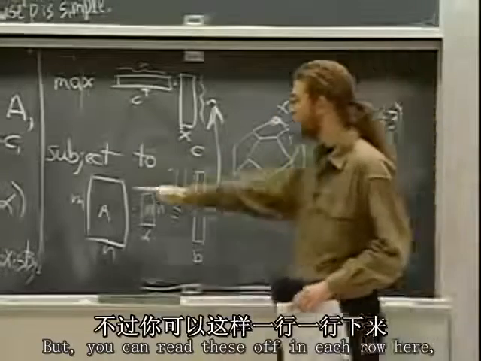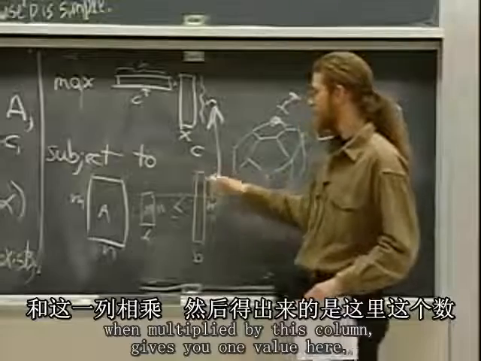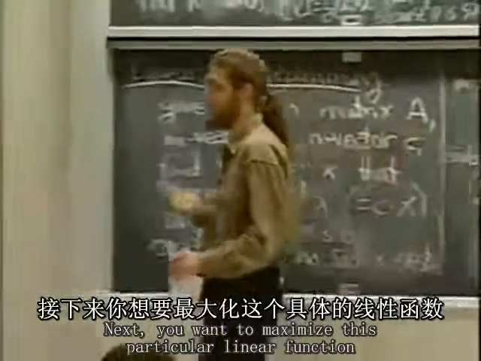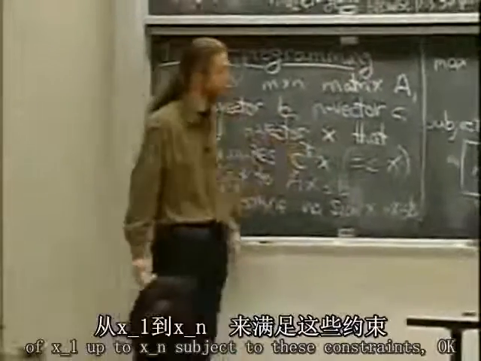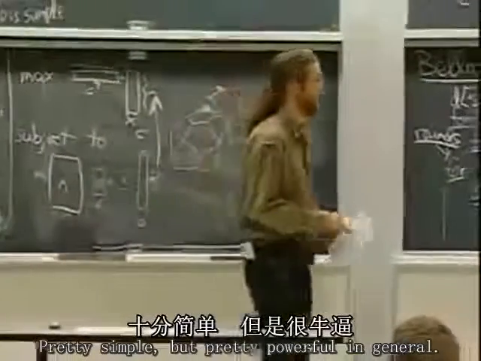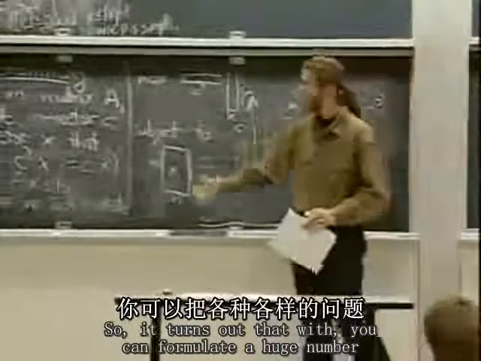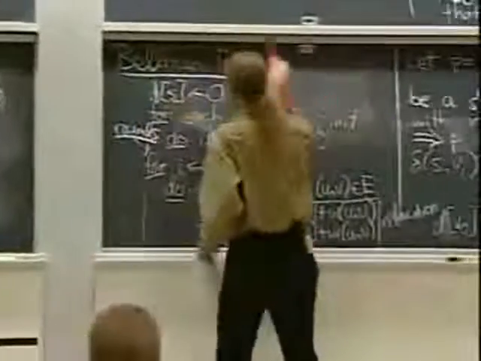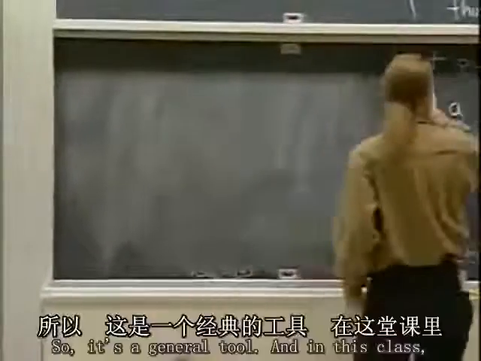But you can read these off, and each row here, when multiplied by this column, gives you one value here, and that's just a linear constraint on all the xi's. So you want to maximize this particular linear function of x1 up to xn, subject to these constraints. Okay, pretty simple, but pretty powerful and general. So it turns out that you can formulate a huge number of problems, such as shortest paths, as a linear program. So it's a general tool.